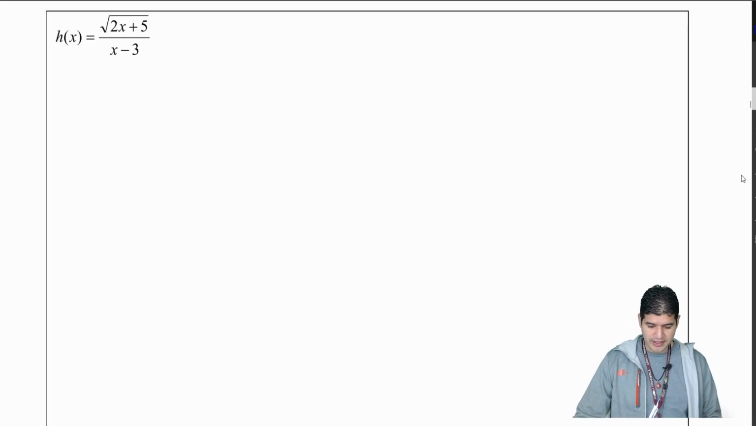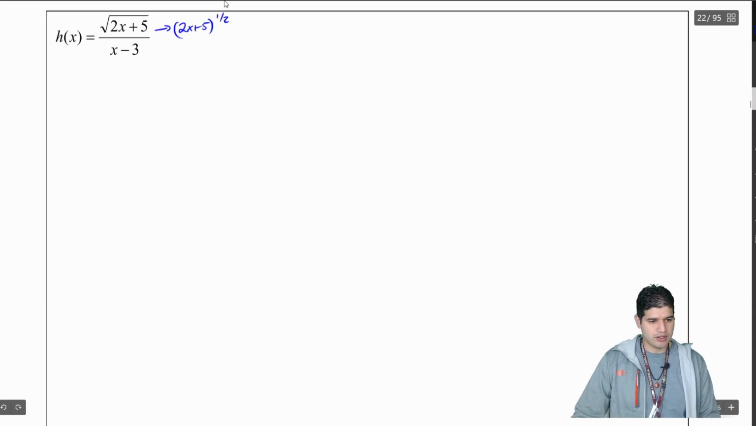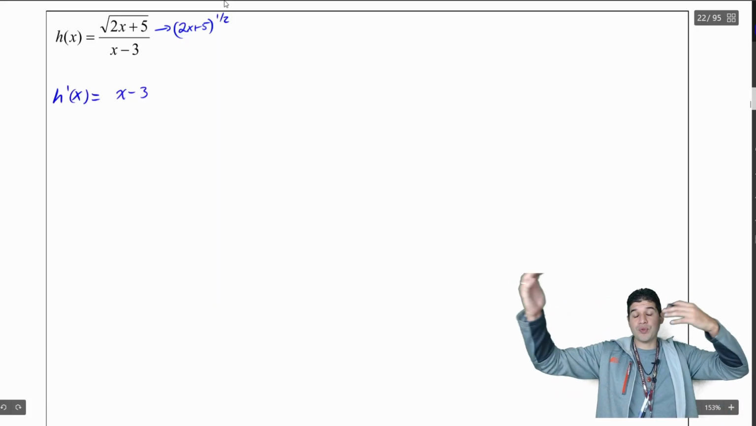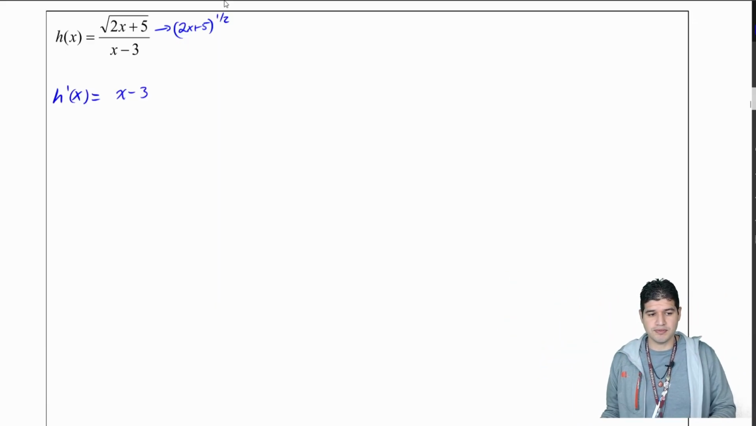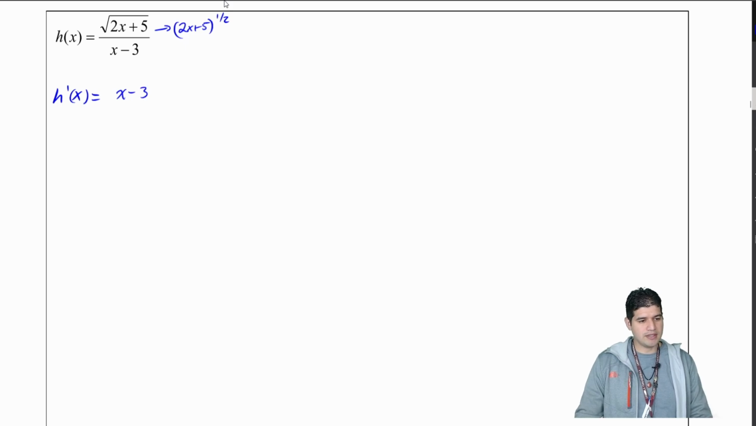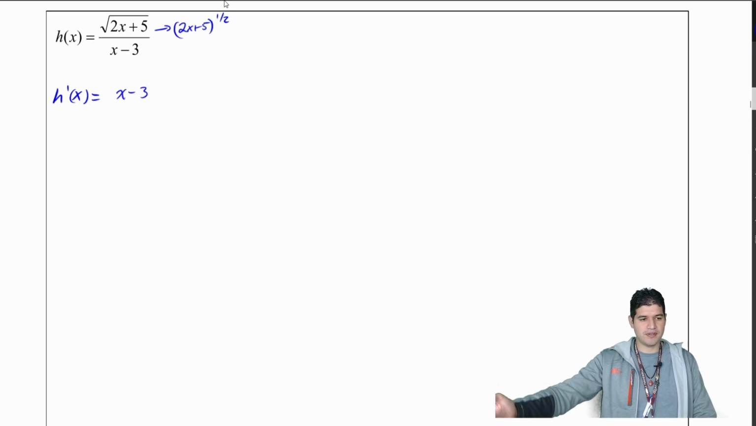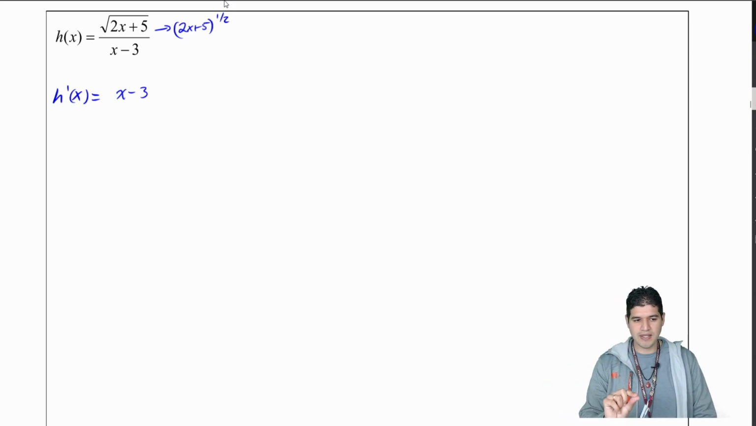And so we want to find h prime of x. Again, I'm just going to make a note here that this is 2x plus 5 to the 1/2 power. All right, so I'm going to get h prime of x, and that's what I'm doing here as I'm going through this problem. This is going to be an application of the quotient rule. So I'm going to get x minus 3 times the derivative of the square root of 2x plus 5, and that's where I'm going to have a chain rule.